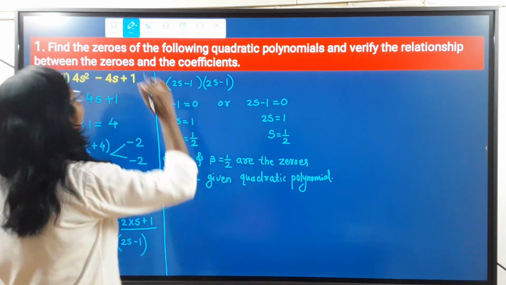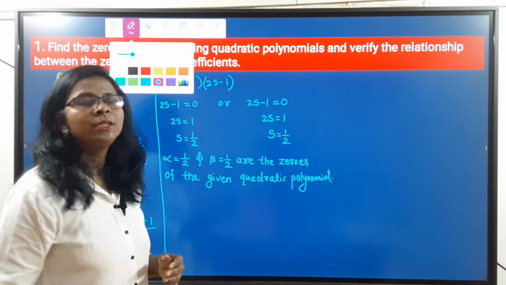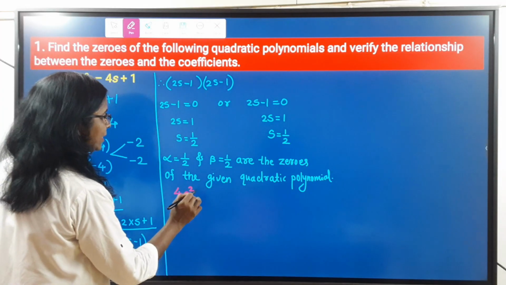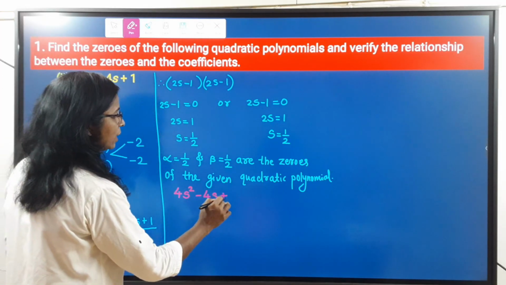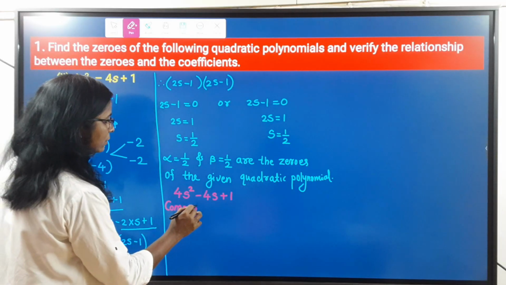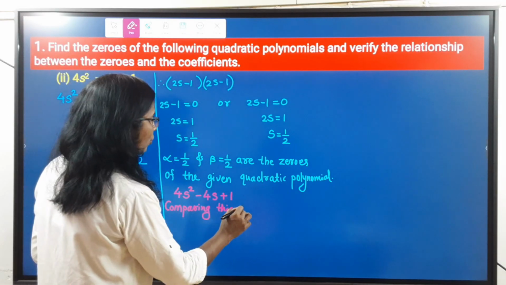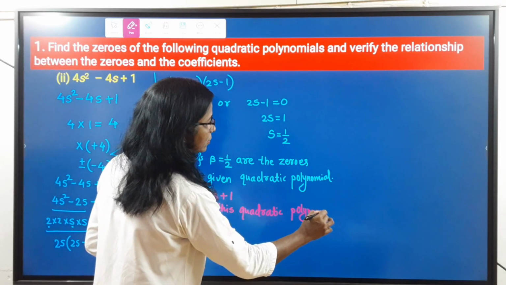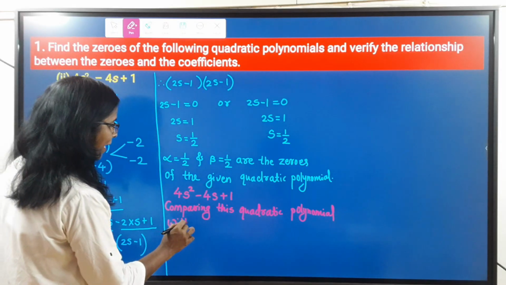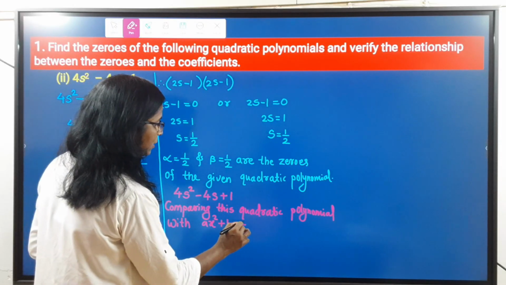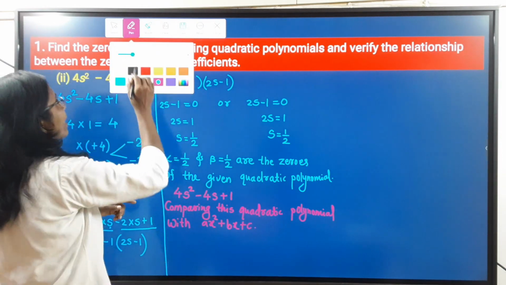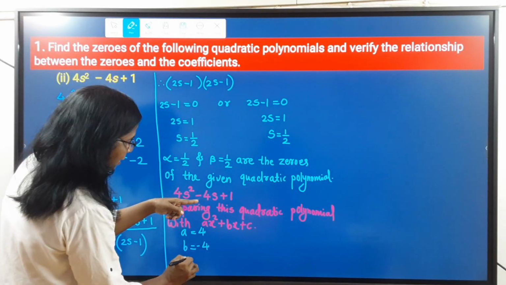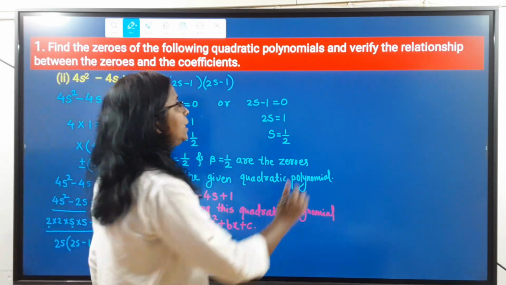Now the second part: we find the values of the coefficients a, b, c. So first we write down the quadratic polynomial as it is, 4s square minus 4s plus 1. Now I say, comparing this quadratic polynomial with ax square plus bx plus c, we get a is equal to 4, b is equal to minus 4, and c is equal to 1. Okay students, now the second part is over.